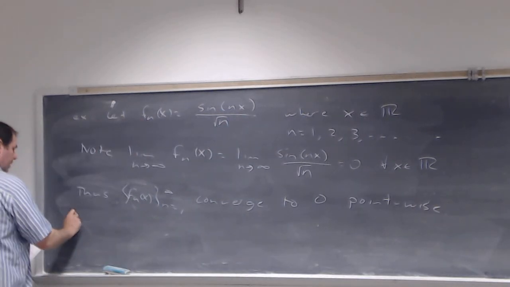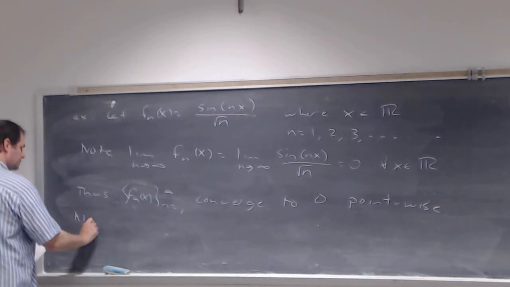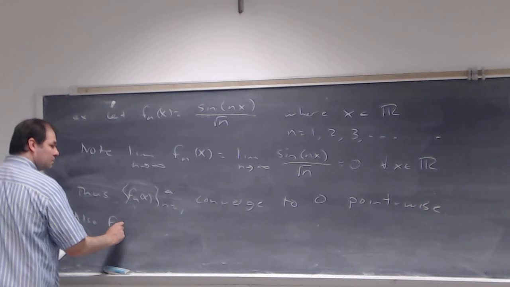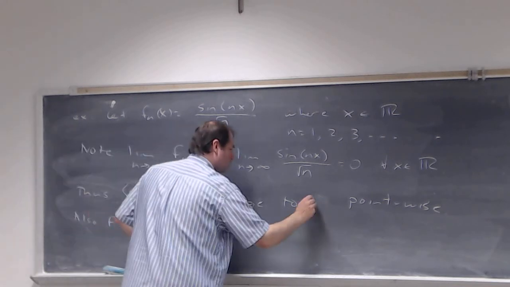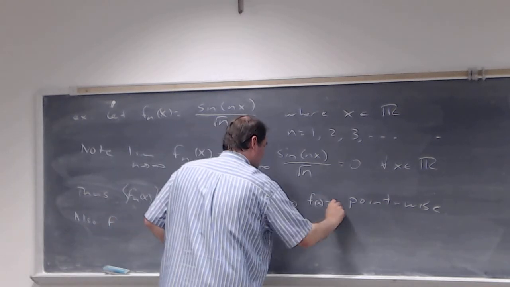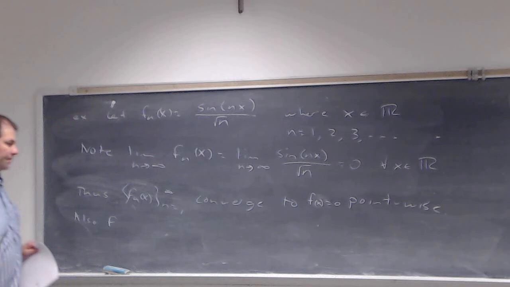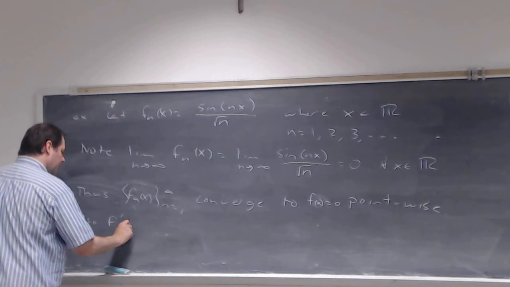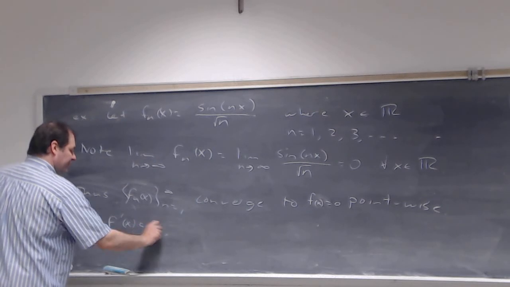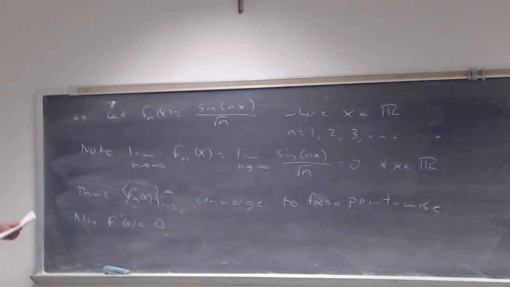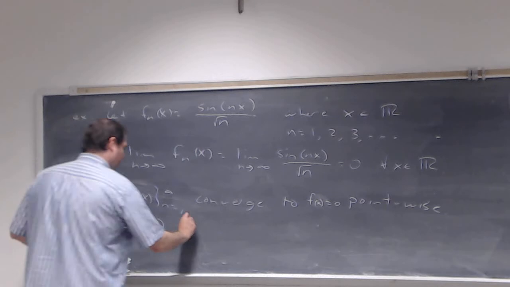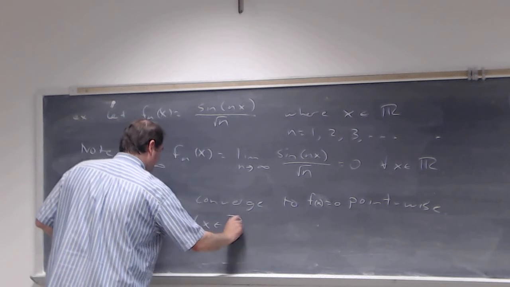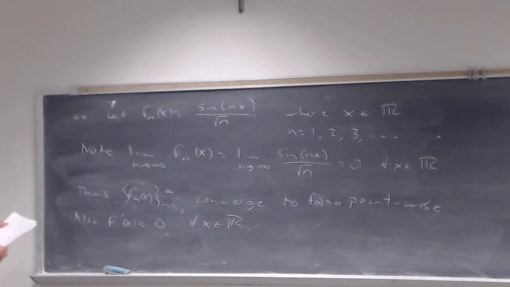Okay, now, also, f is 0. That's what f of x is, so that's the limit function, 0. Now, f prime of x, the limit function's derivative, that's 0. Okay? And that's true for all x an element of R.